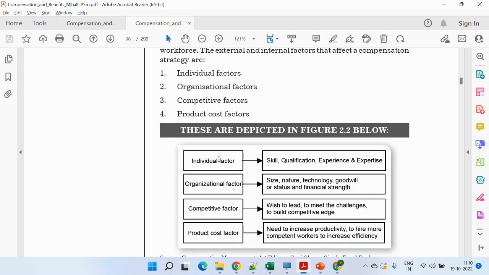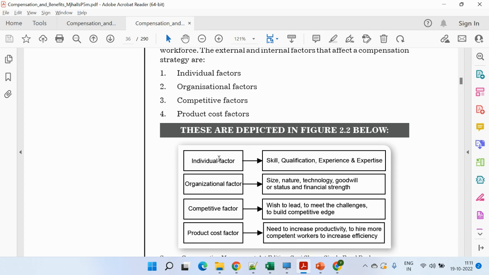So you can just prepare a tabular format showing individual factors. What is being depicted is more or less the skill set, the overall experience, expertise, technical and non-technical qualifications, etc. Second is the organizational factor, which includes the overall goodwill, nature, technology, size of the company, and the financial growth. Third is the competitive factor, where it's defined about certain challenges in terms of the competition of one company to the other company or maybe the peer companies.